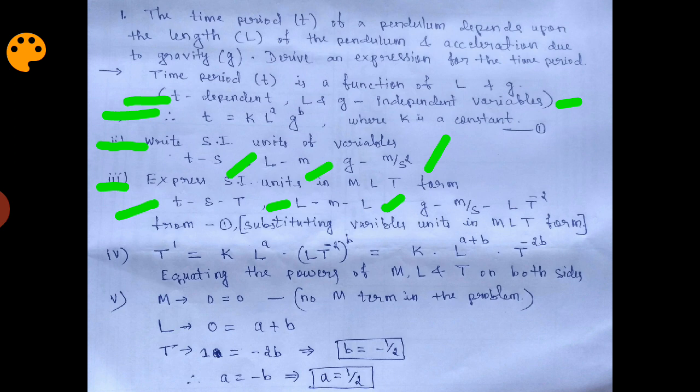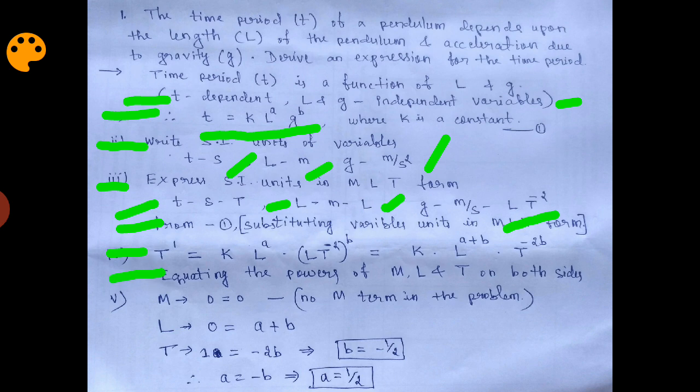Then substituting the variable units in the form of MLT in equation number 1. If I substitute in equation number 1, in place of t we will get capital T raised to 1, k will be as it is. For L raised to a we will get L raised to a as it is. For g, it is L T raised to minus 2 in the form of MLT, so we can write L T raised to minus 2, raised to b.